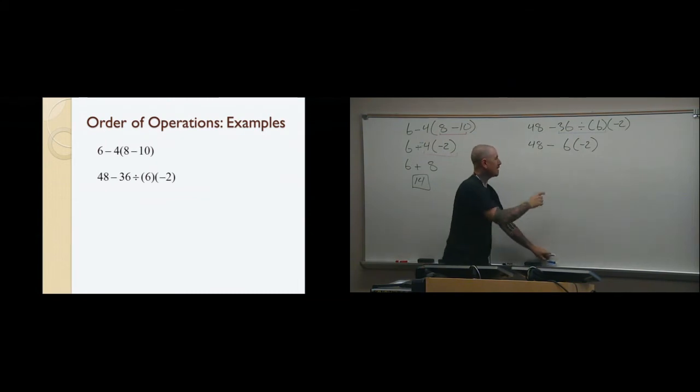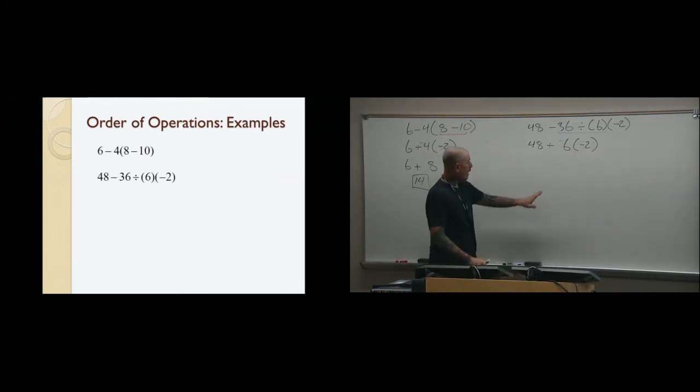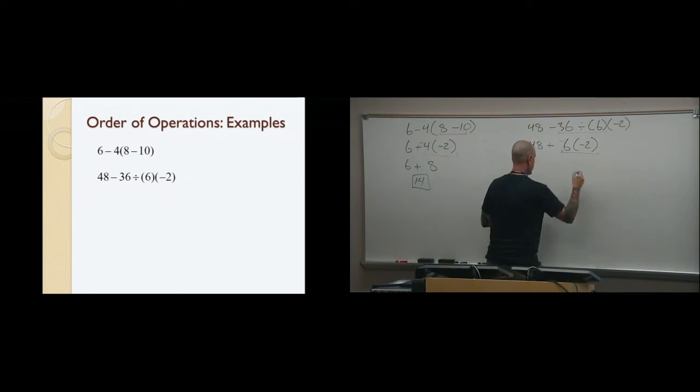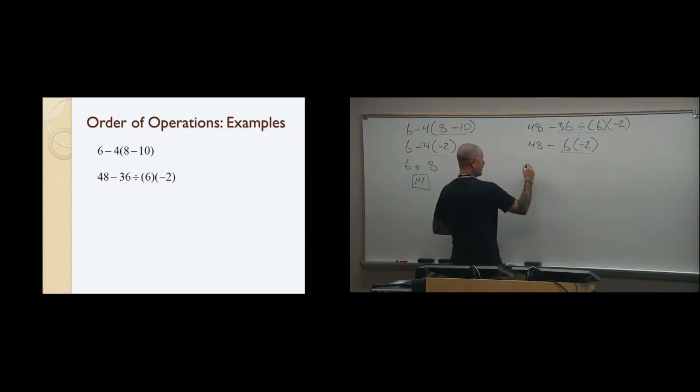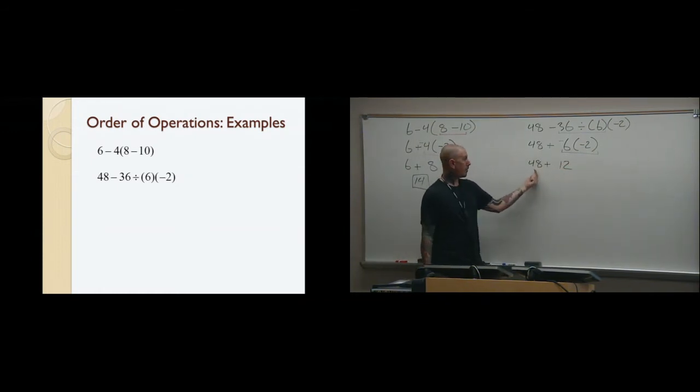Once again, here I know this is going to come out negative, so I'd like to get rid of the subtraction. So I'm changing minus a positive 6 into plus a negative 6. Now I have 2 operations, addition and multiplication. So which one do I do first? Multiplication. So that's going to give me 48 plus negative 6 times negative 2 gives me what? Positive 12. I only have one operation left, so 48 plus 12 gives me 60.